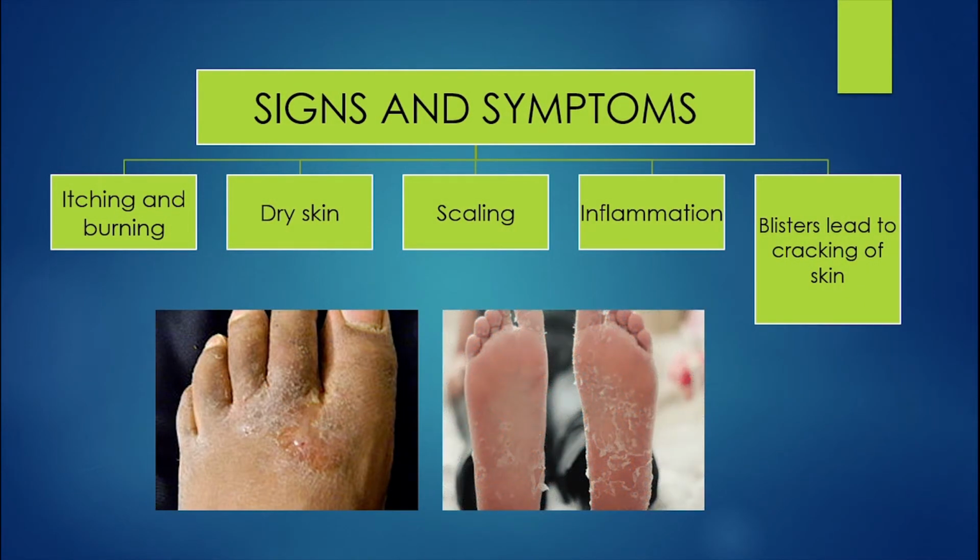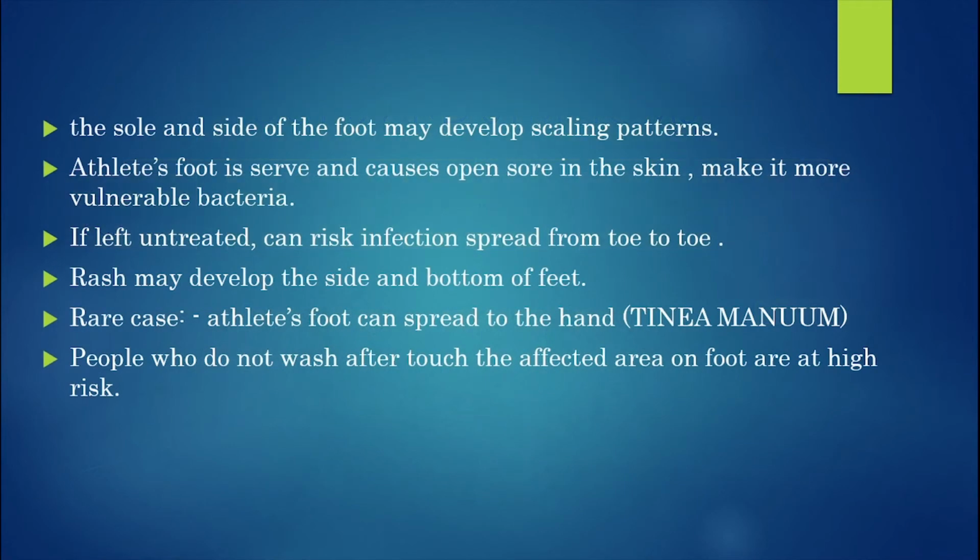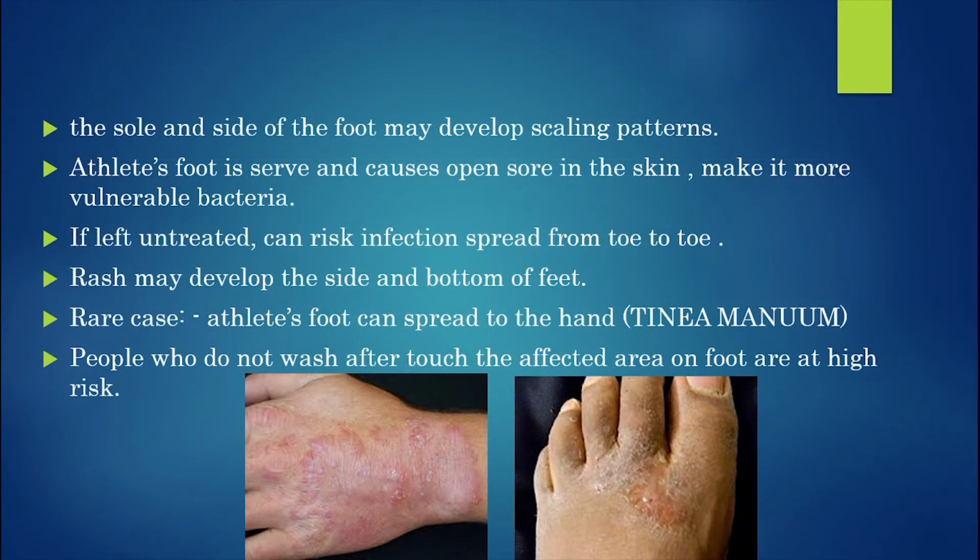Signs and symptoms: itching and burning, dry skin, scaling, inflammation. Blistering leads to cracking of the skin. Example of signs and symptoms: the sole and the side of the foot may develop scaling patterns. Severe athlete's foot causes open sores in the skin, making it more vulnerable to bacteria. If left untreated, the infection can spread from toe to toe.